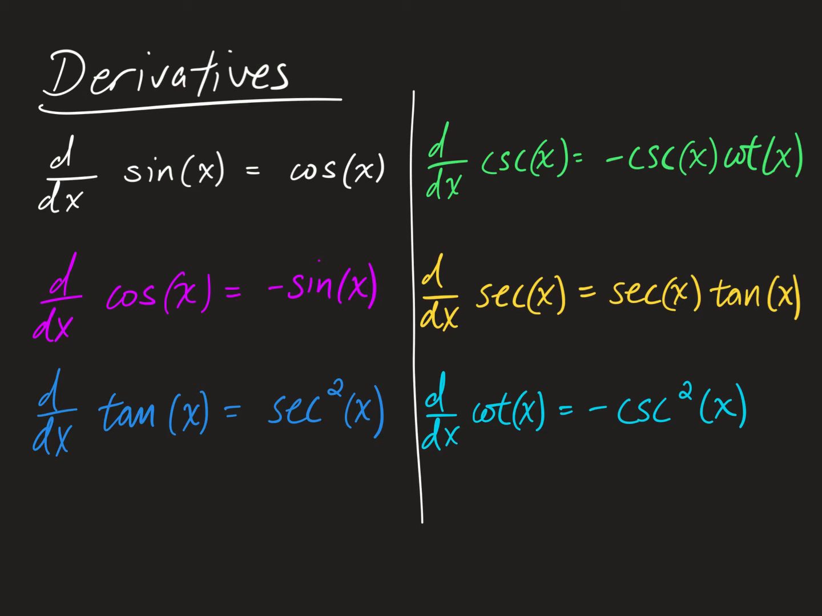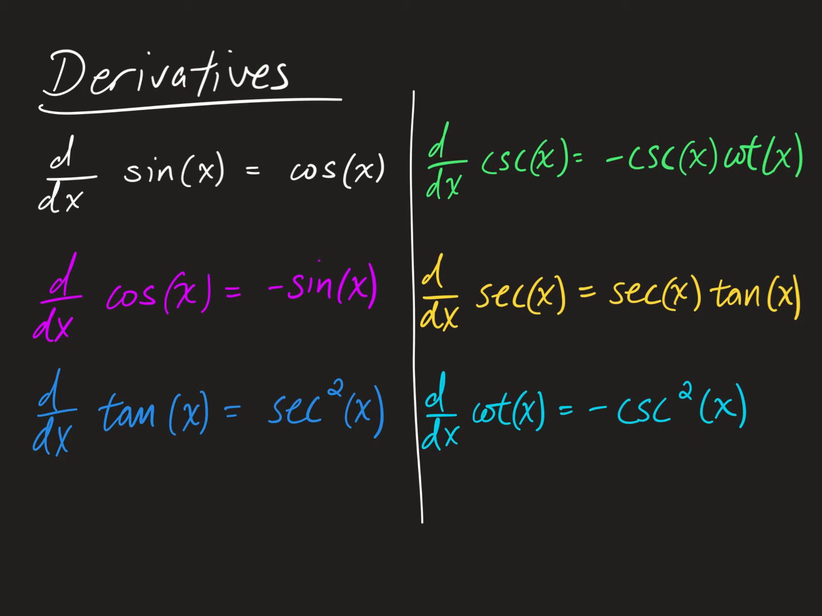Then with the reciprocals of these 3 functions that we started with, the derivatives will look a little bit different. So the derivative of a cosecant function will yield the function negative cosecant of x cotangent of x. When you take the derivative of a secant function, you'll get secant of x times tangent of x. And lastly, when you take the derivative of the cotangent function, you will get negative cosecant squared of x.